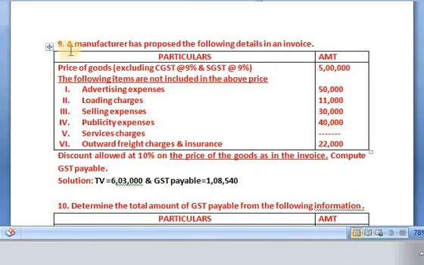Okay, a manufacturer has proposed the following details in an invoice. Price of the goods excluding CGST 9% and SGST 9%. Here you can see it is 18% GST actually. How much? 5 lakhs. It is excluding, so we do not subtract anything.